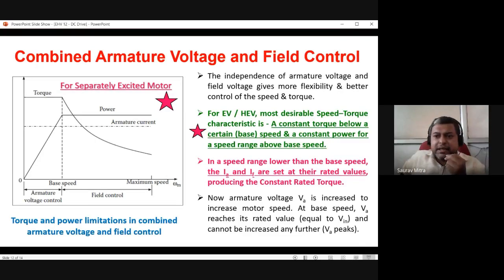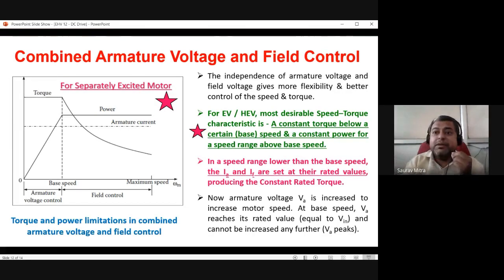So these were the basic characteristics of DC motors: series, shunt, compound, all this we have seen. The series motor is mainly used for high starting torque. The shunt motor is used for constant speed, and the compound motor actually has comparatively higher starting torque and constant speed both.